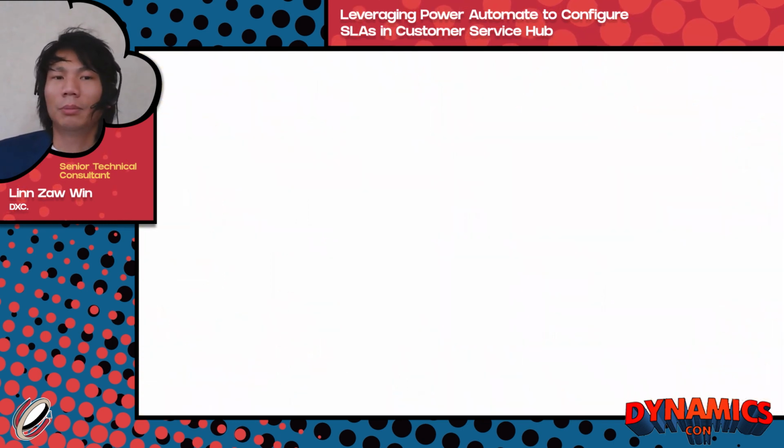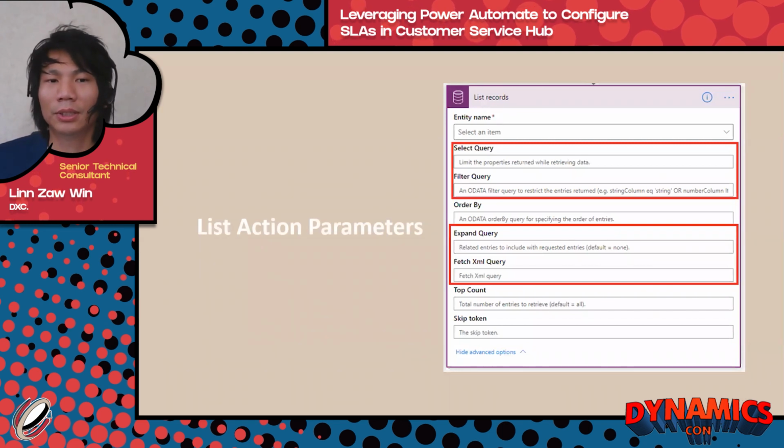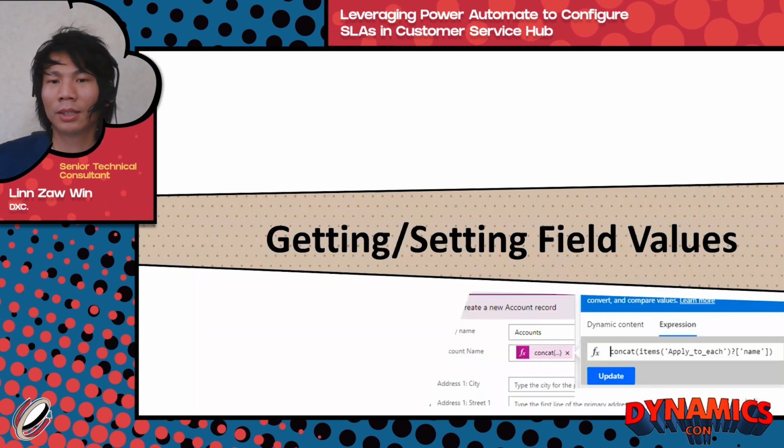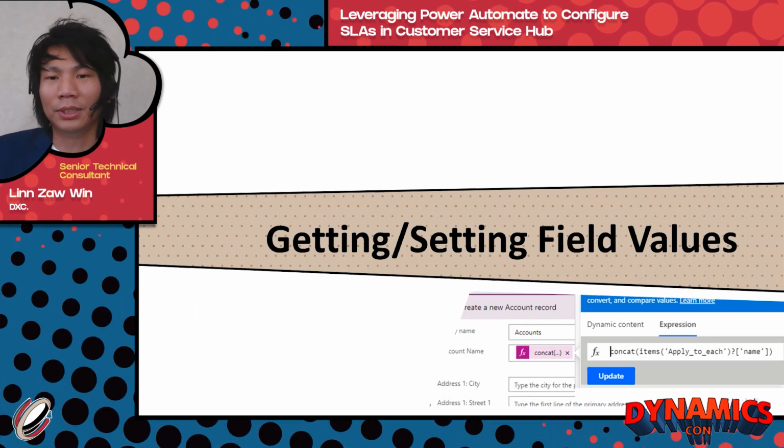In this topic, we learn how to use the select query and filter the queries, and using the expand query to get the field from the related entities, and using the fetch XML query for the complex scenarios. Then we'll move on to the next topic about getting or setting the field values. In this topic, you will learn how to get the particular count or first record of the collection result from the list action, and how to set the dynamic content in the expression or setting the lookup fields.